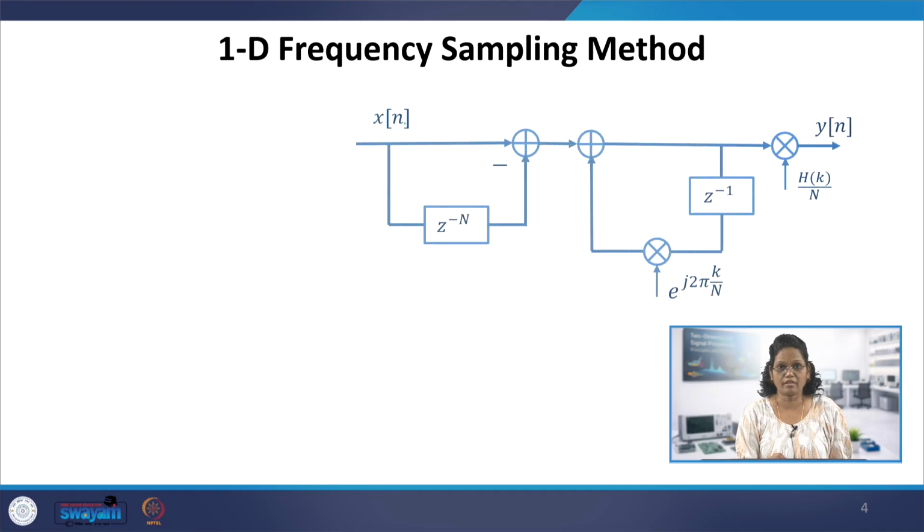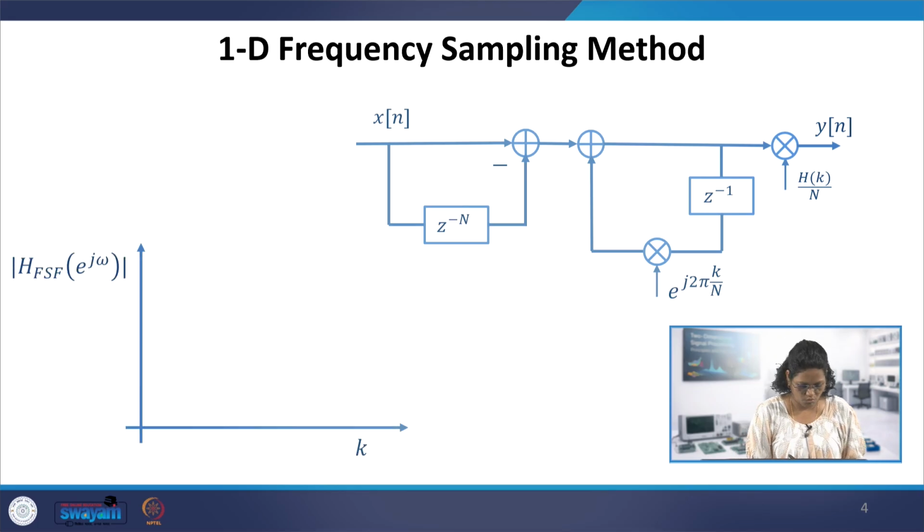So x of n and y of n, the input and the output, what is the relation between these two? The resonator has this one comb filter, and here we have 1 by 1 minus e power j 2 pi k by n z power minus 1. So this is the feedback structure of the resonator. This portion depends on k equal to 0, 1, 2, 3, and it would give the peak response. So this is contributing to the zeros on the unit circle.